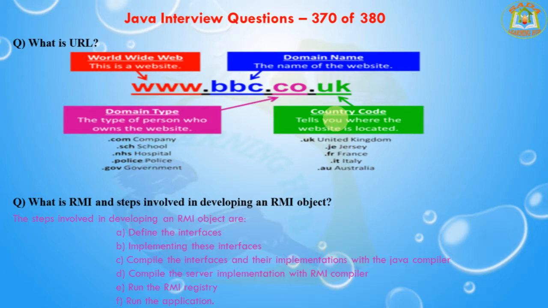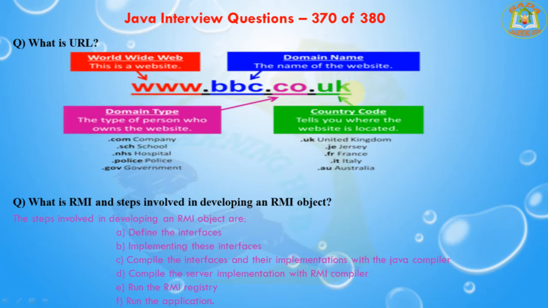If you see here, www is the World Wide Web. This is the website, and BBC is the domain name, the name of the website, and co is the domain type, the type of the person who owns the website. There are different domains available. For example, .com is for companies, .sch is for schools, .nhs is for hospitals, .police is for police, and .gov is for governments.